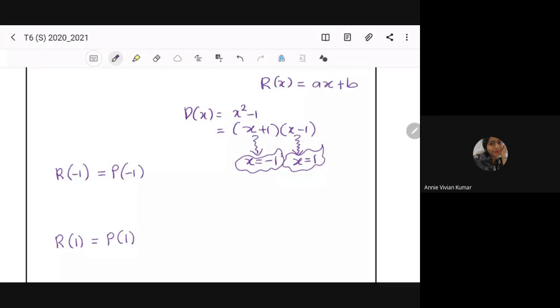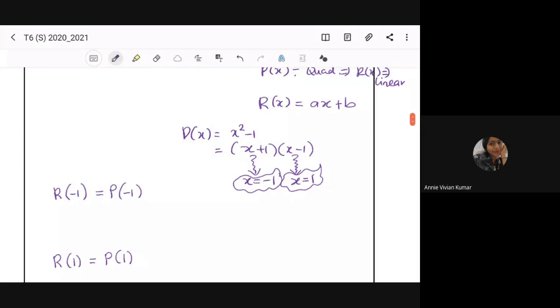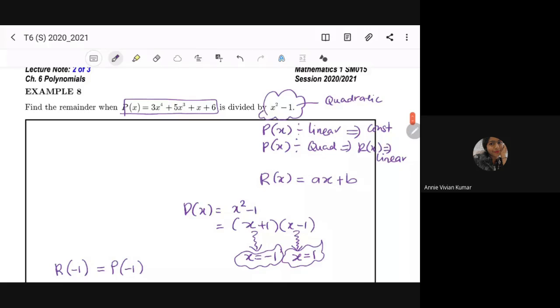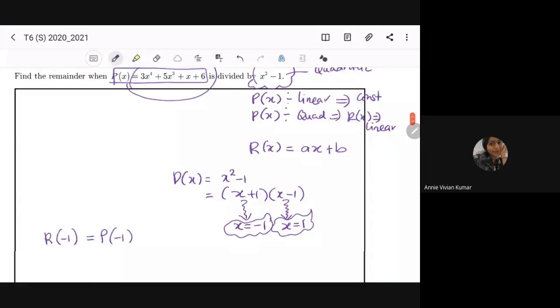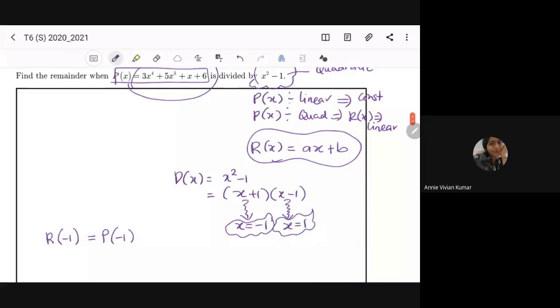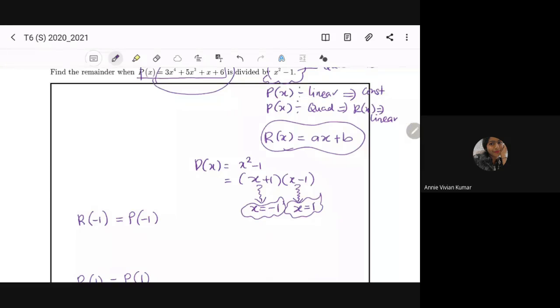Okay. So remainder of negative 1. We have a polynomial function and we have a remainder function. So we need to substitute into both. So R of negative 1 will be negative A plus B equals, the R we replace in Rx. Okay, P we will substitute in Px.